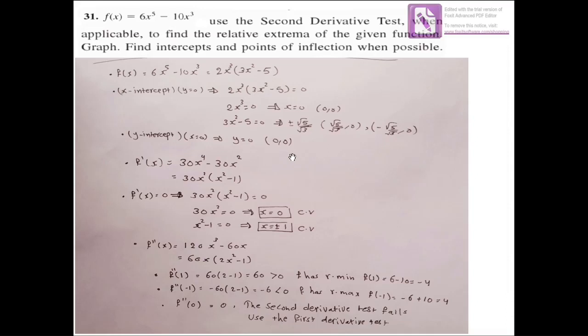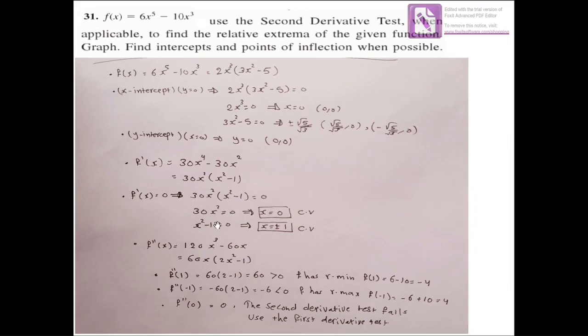Now to find the critical numbers or the relative extrema using the first derivative or the second derivative, we need to find f prime x. So the derivative of this one: 6 multiplied by 5 is 30, x to the power 4, minus 3 multiplied by 10 will give us 30x squared. If we take 30x squared as a common factor, we are left with x squared minus 1. So to find the critical numbers, f prime x is equal to 0. That means 30x squared multiplied by x squared minus 1 is equal to 0.